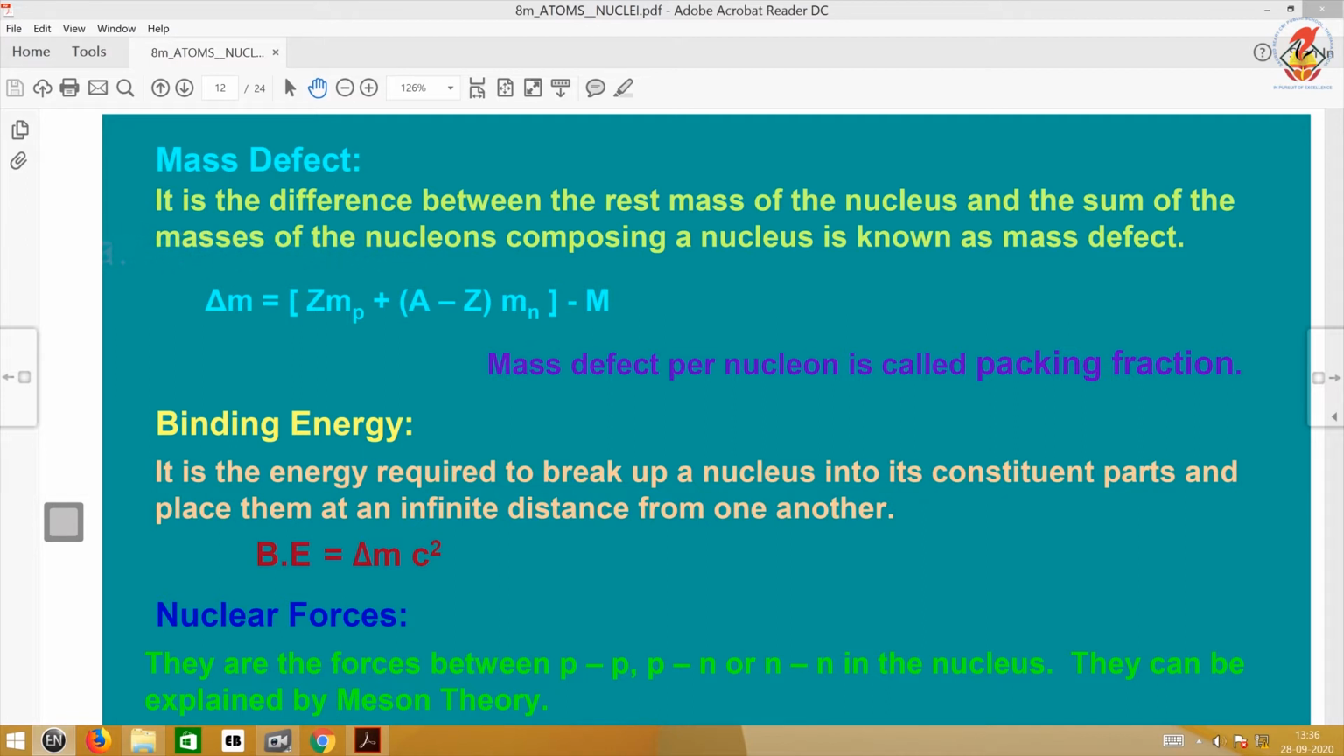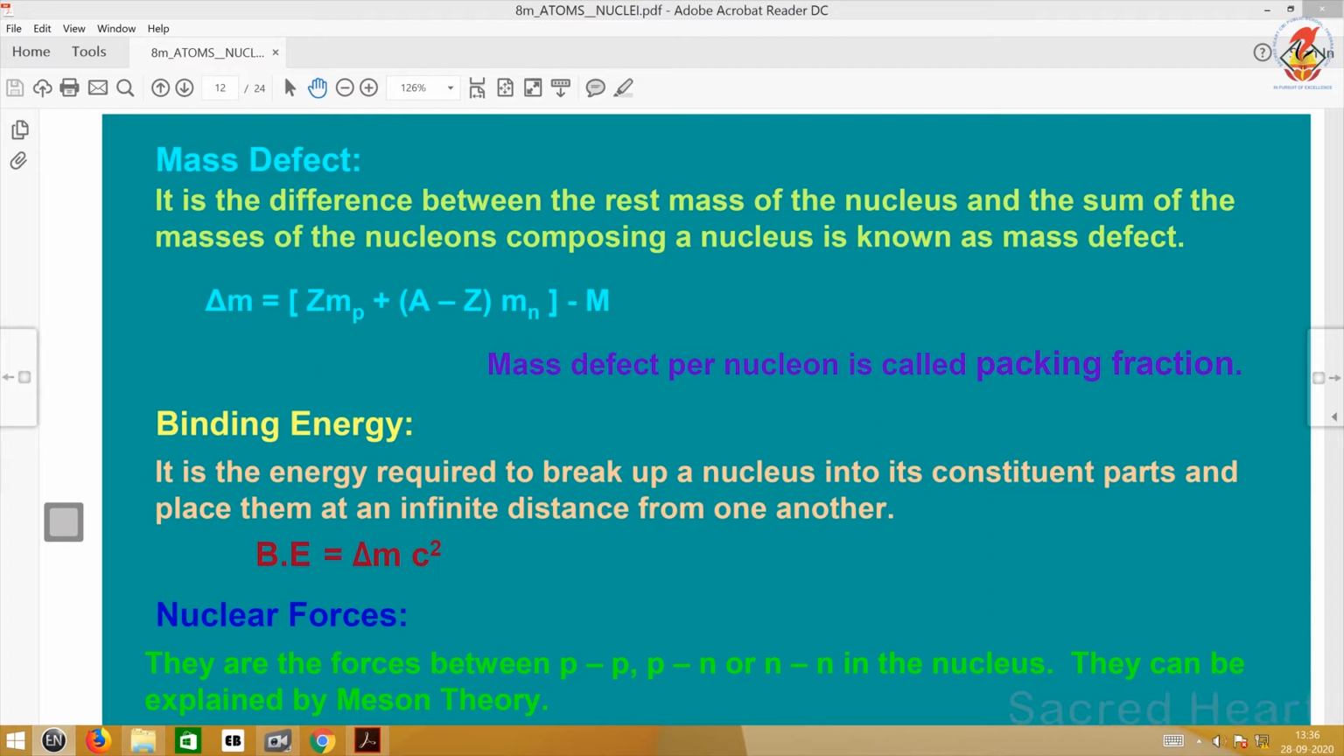I will write it like this: delta M. Delta M stands for mass defect. Delta M is equal to Z into Mp, where Z is the atomic number and Mp is the mass of the proton. So Z Mp is the total mass of protons, plus (A minus Z), the number of neutrons, into Mn, the mass of one neutron. So (A minus Z) into Mn is the total mass of neutrons.